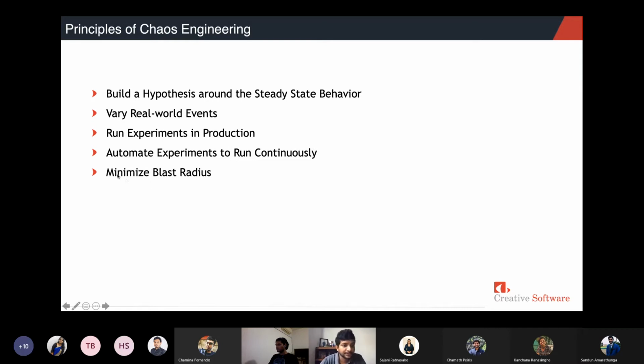And then what you need to know is, since you are working on production, the last principle here is you have to minimize the blast radius. You can't affect everyone by running experiments like this. No, you have to select a scope and then run this experiment. I'll be explaining each of these, and at the end of this, I'll be showing a diagram as well. And then we'll move on to the demonstration part.